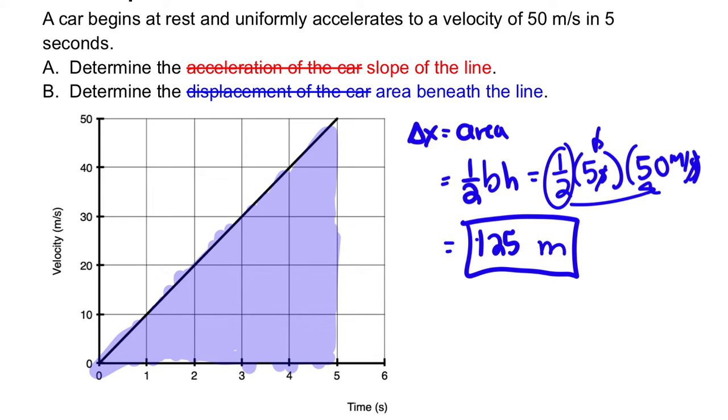So feel free to check or work along with me as this video goes on. But we do have a displacement of 125 meters during this time. So notice how there's a lot less math versus the kinematic equations way of solving. But you will need to be able to make a velocity time graph to go off of.